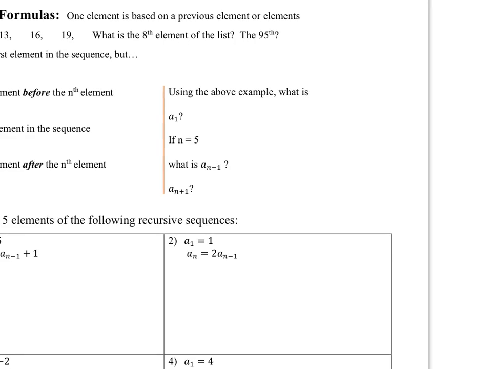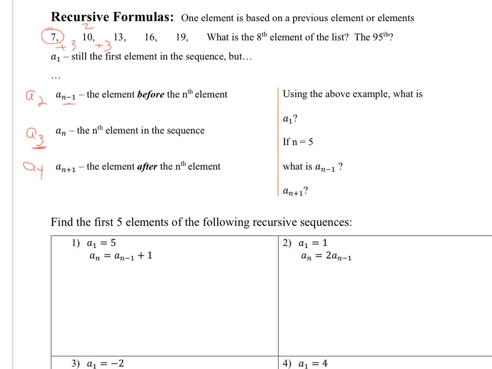So using this example above, a sub 1. Okay, well that's the value of the first term. That's 7. That's right up here. Okay, if n is 5, what is a sub n minus 1? Well, a sub n minus 1 is a sub 5 minus 1, or a sub 4. So what's the fourth term?